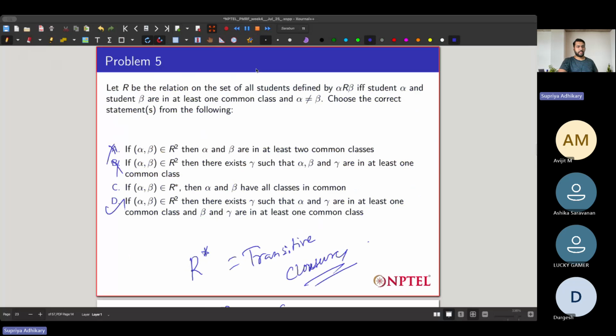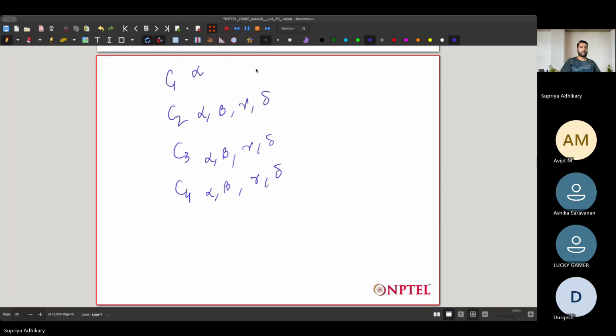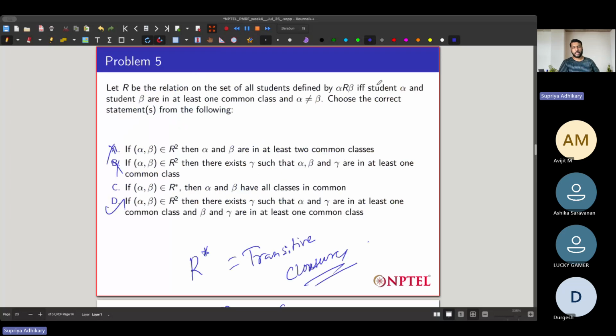Then can we say that this is a transitive relation? Because alpha is not related to alpha itself. The relation is defined such that if alpha and beta are students who have at least one common class, then we say that alpha and beta are related. Also there should be the condition that alpha is not equal to beta. So this is also important.